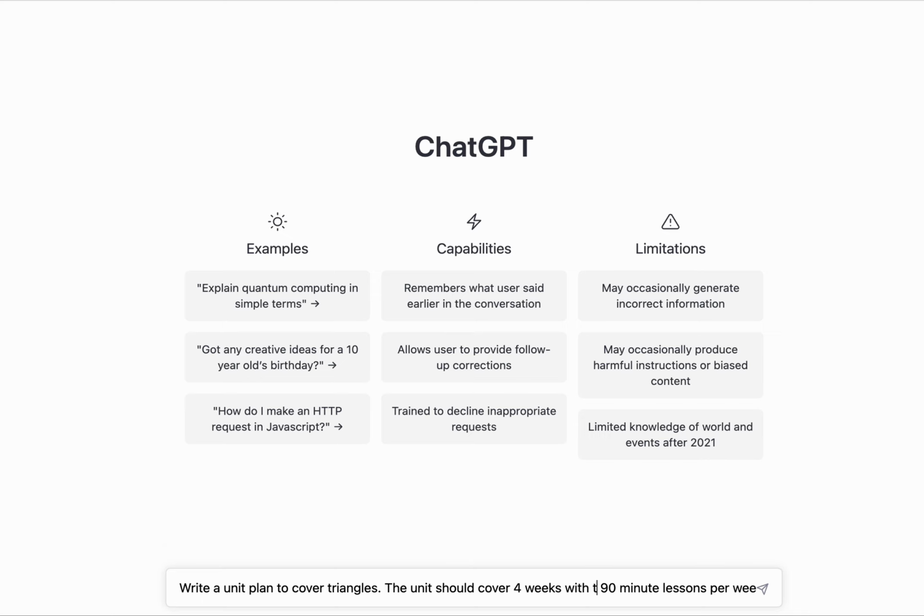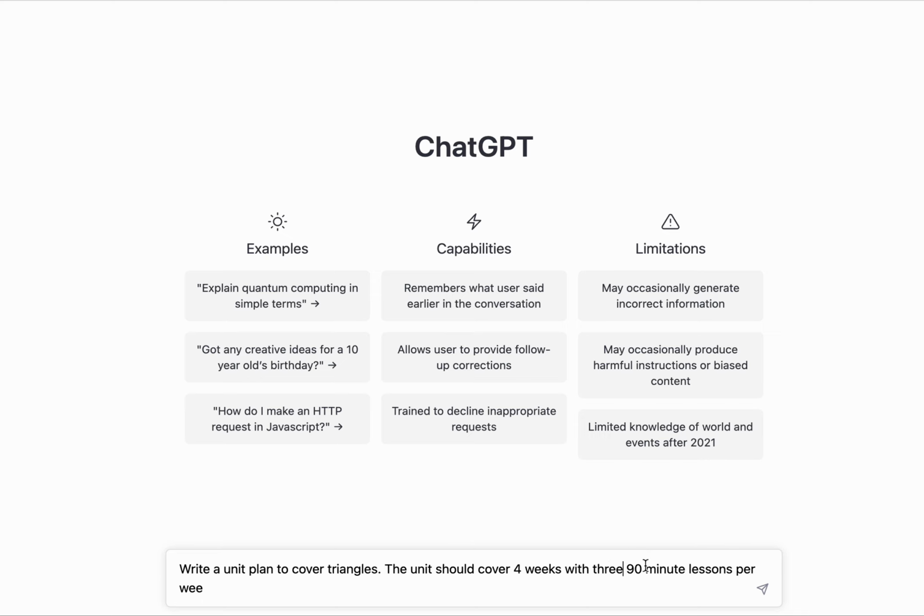I'm going to write this as 3, I don't want to confuse it. It may get it. 3 90-minute lessons per week. Write a unit plan to cover triangle. This is a grade 8 class. I'm going to see what it comes up with, and then I'm going to add something else.